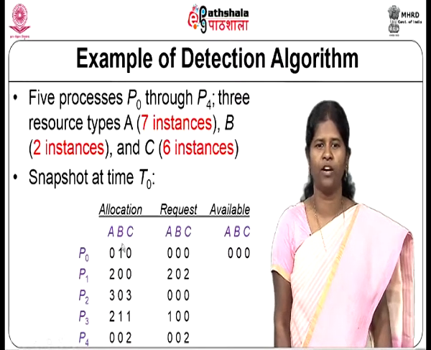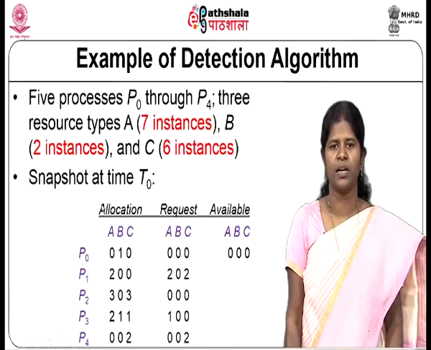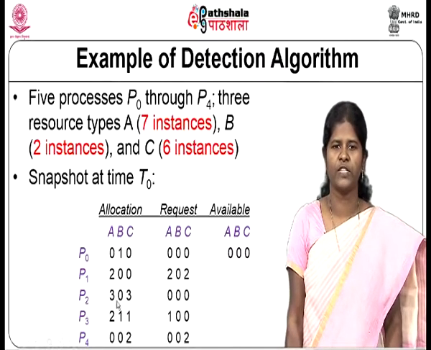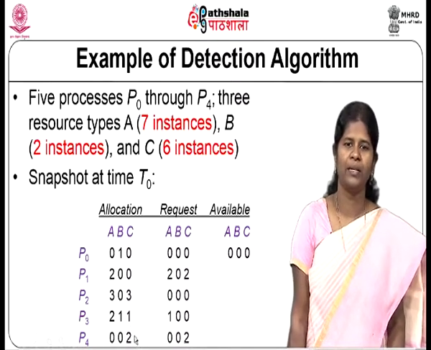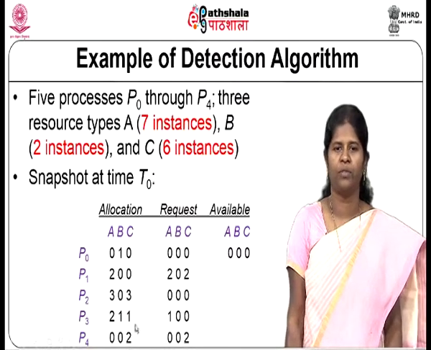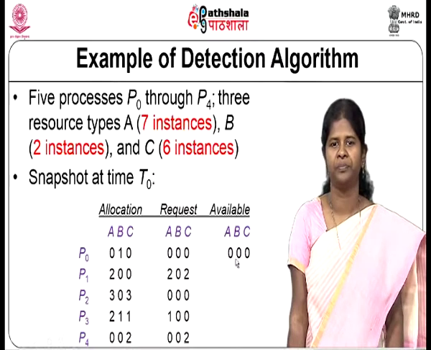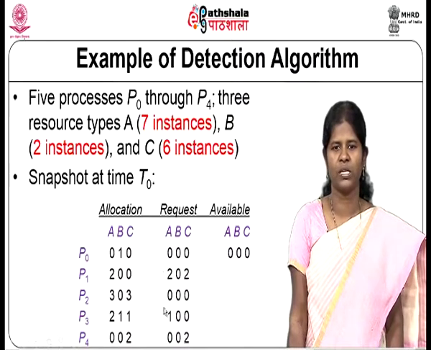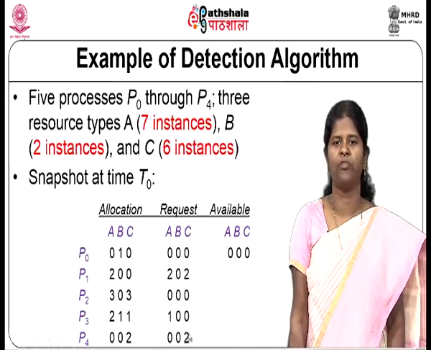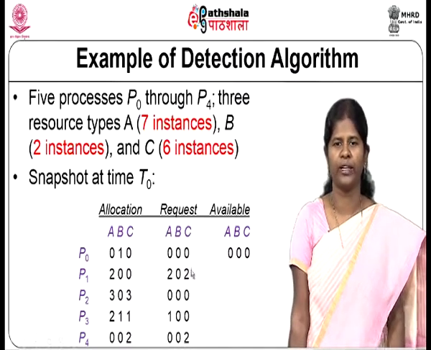Very similarly, 1 of B to P0 and 1 of B to P3 are allocated. So, the total 2 instances are allocated, and similarly 3 of C to P2 and 1 of C to P3 and 2 of C to P4, and hence the total 6 instances of C are allocated currently. So, no instance of any resource is currently available, but there are requests by a few processes. P1 is wanting some resources, P3 is wanting some resources, and P4 is also wanting some resources. P2 is not needing any resource, P0 is also not needing any resource.